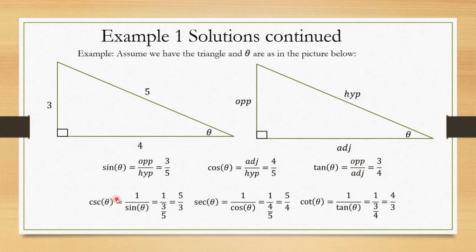Cosecant of theta, that's 1 over sine. So that's 1 over 3 over 5. As I said before, when you do 1 over, you invert it, you flip it. So 3/5, 1 over that is 5 over 3.